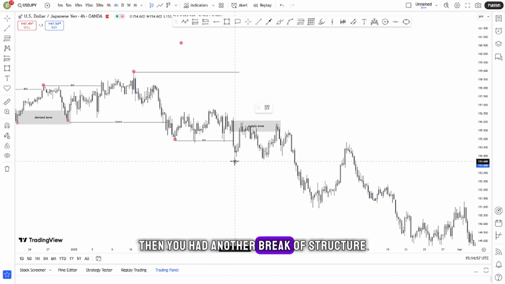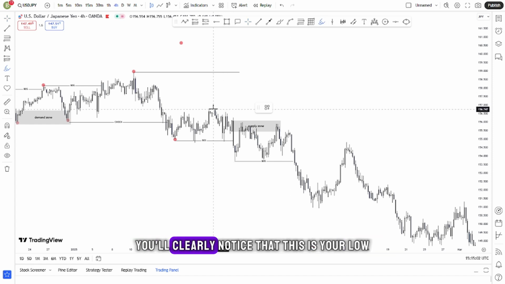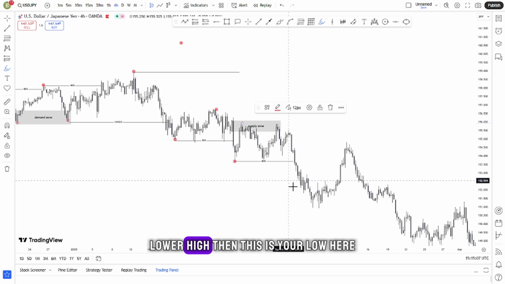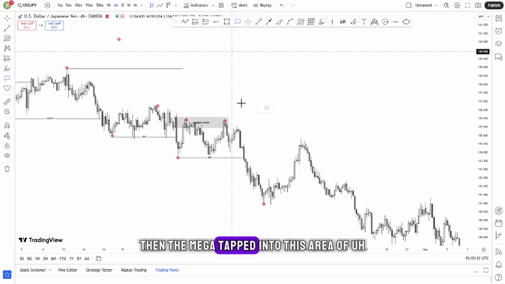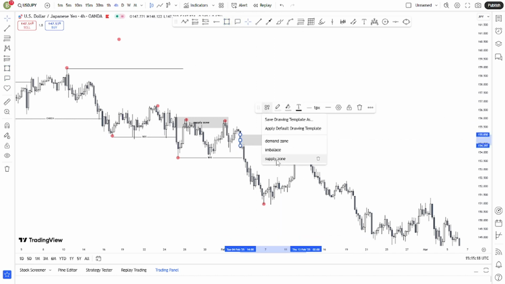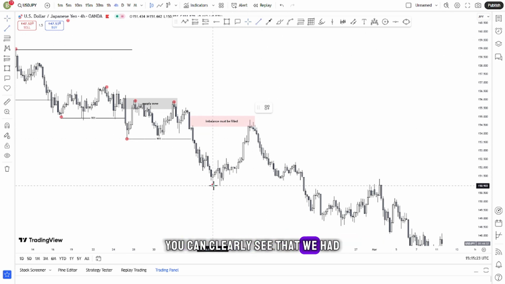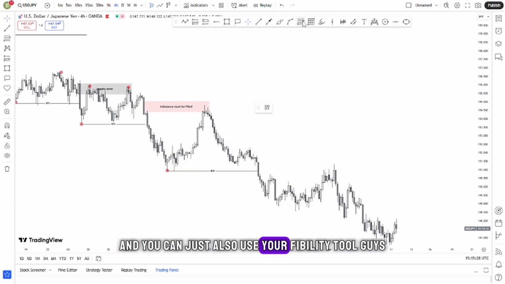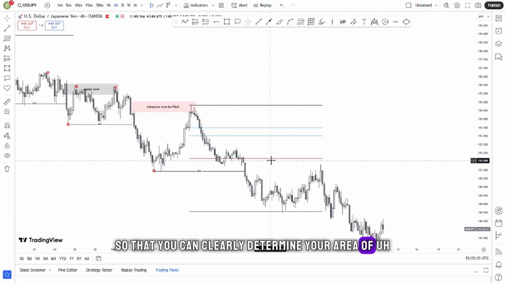Then we had another break of structure within this point here, after which you'll clearly notice that this is your low, lower high, then this is your low, lower high, then this is your low here. So this was your previous high right there. Then the market tapped into this area of imbalance around this point here. After tapping this imbalance area, you can clearly see that we had another break of structure just like this. Then you can also use your Fibonacci tool, guys, from the high to the low, so that you can clearly determine your area of interest.